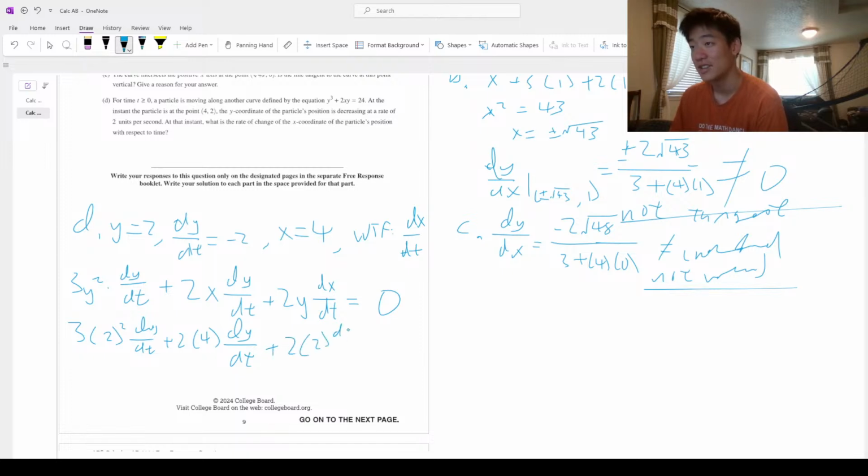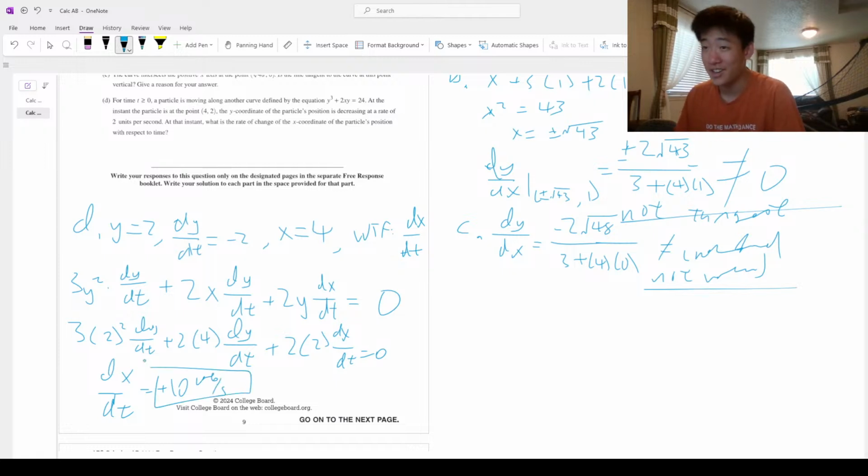2 times 2 dx over dt. I'm going to do the rest in my head. Dy over dt equals negative 2. Move this over here. That's 2 times 20, which is 40. 40 divided by 4 is 10. Dx over dt equals positive 10 units per second.